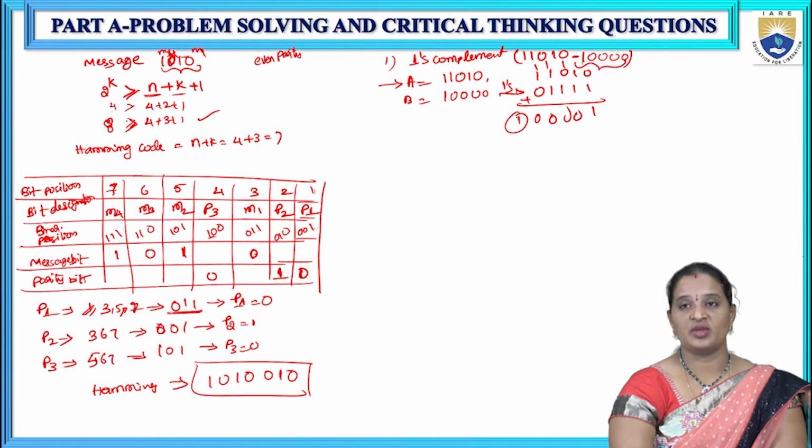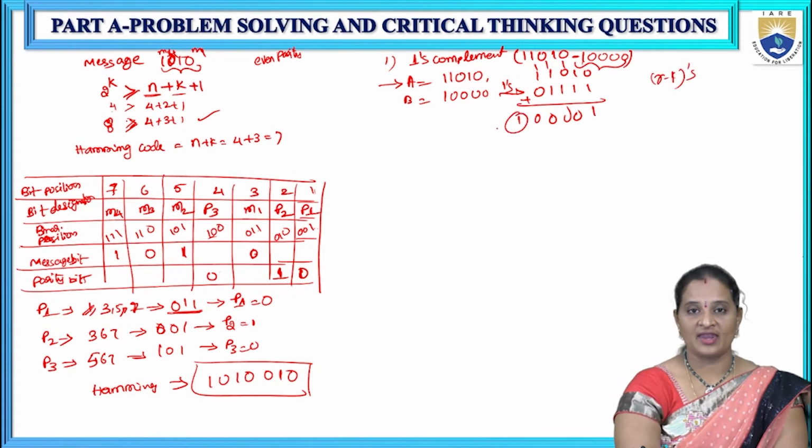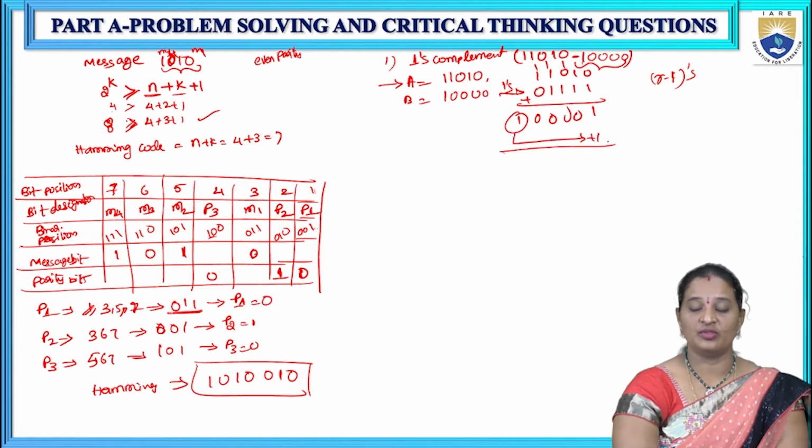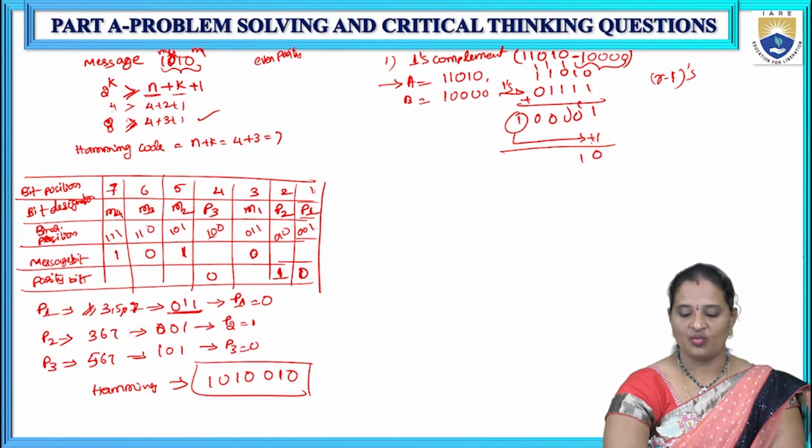While performing subtraction using 1's complement, if a carry is generated, it is called the end-around carry and it should be added to the LSB of the result. So now I am adding here. 1 plus 1 again is 0 with a carry 1, and the result is 10010. So this is the subtraction result.